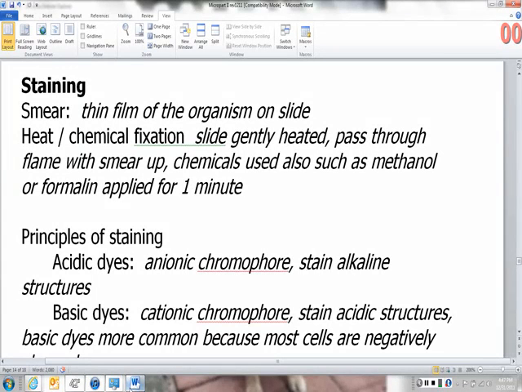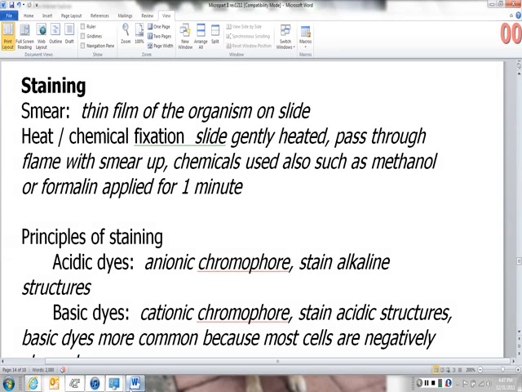There are several different stains used in microbiology, but the Gram stain is the most common. Before staining a smear or sample, a thin film of the organism is placed on the slide and allowed to air dry, forming a smear. It is important to allow it to air dry before heat fixation, or the organisms will not stain properly.